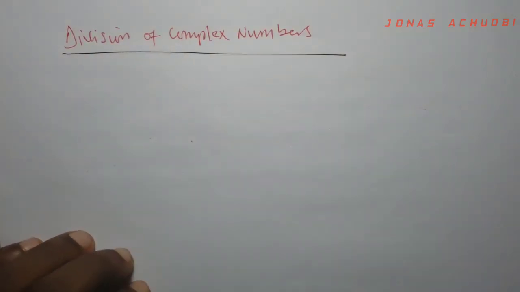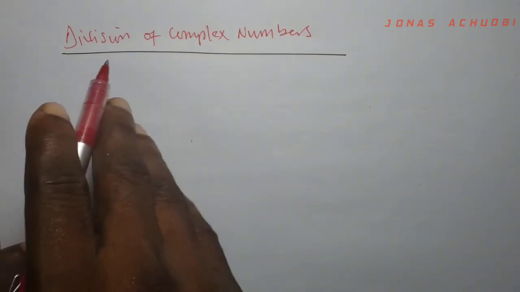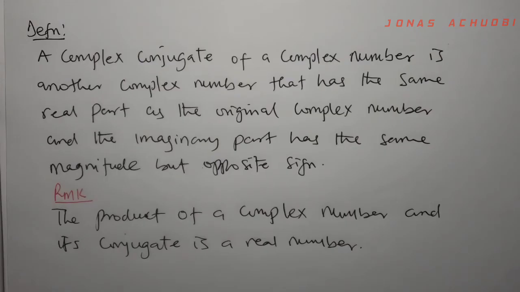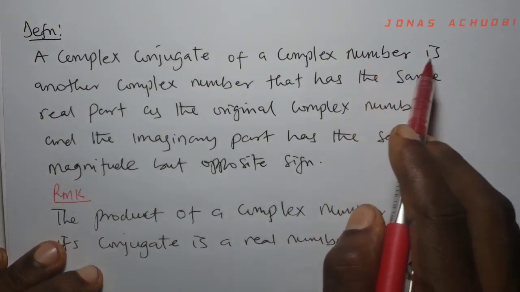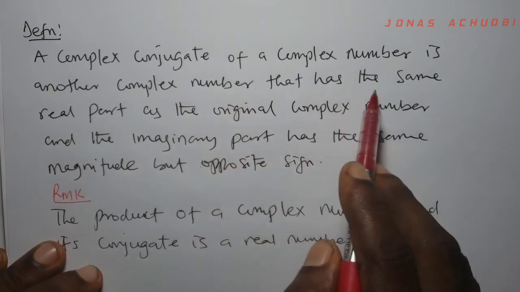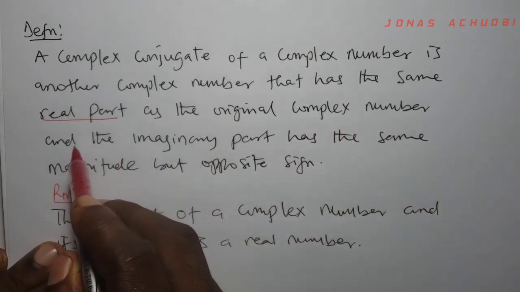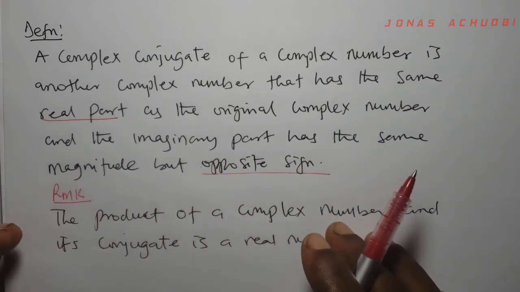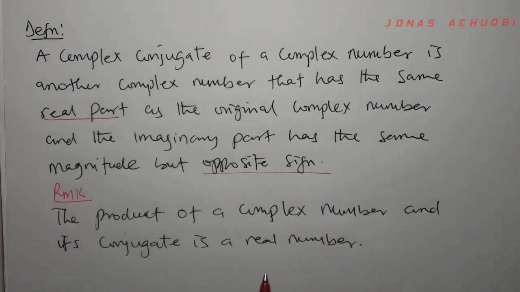Division of complex numbers. Now, to understand this division of complex numbers, we are going to define what we mean first by the conjugate or the complex conjugate of a complex number. Definition. A complex conjugate of a complex number is another complex number that has the same real part as the original complex number, and the imaginary part has the same magnitude but opposite sign. And then remark, the product of a complex number and its conjugate is a real number. So let me explain this with an example.